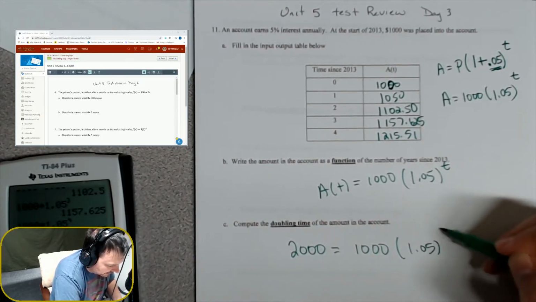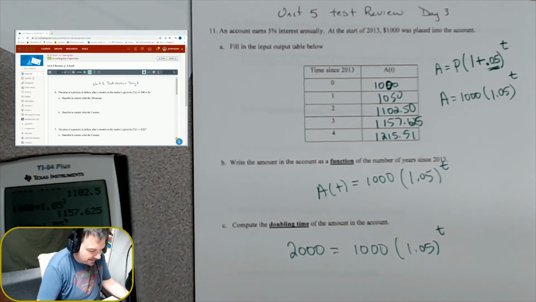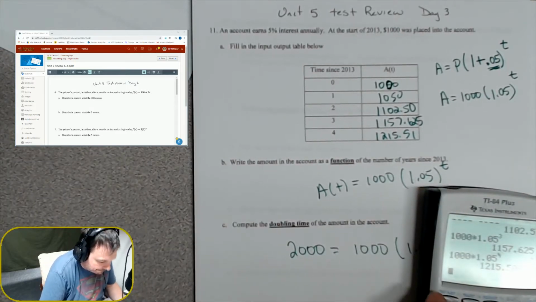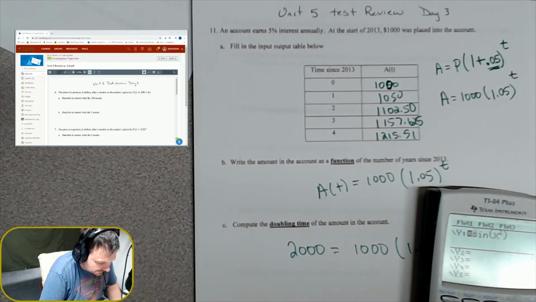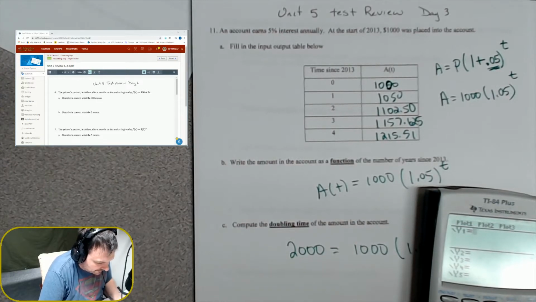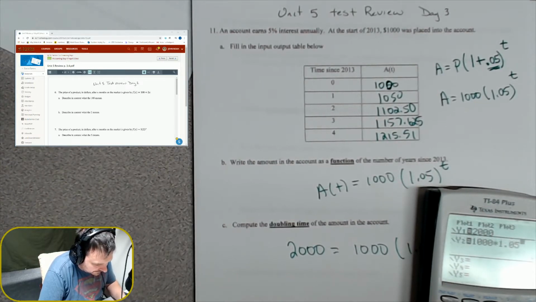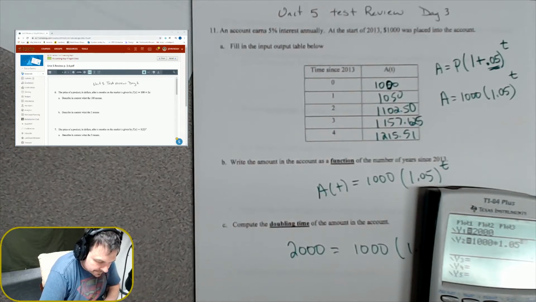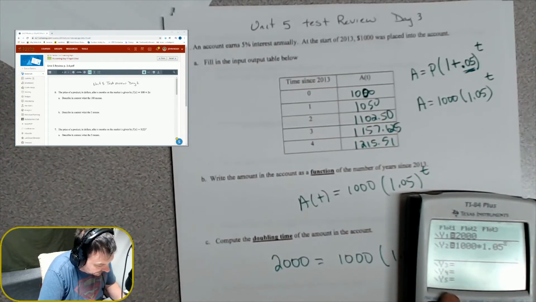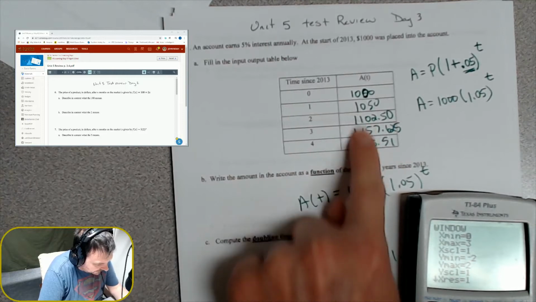That's a tough solve. So the easiest thing to do is on your calculator, go to your graph. Clear out the old stuff. Type in 2,000 for the left side. Type in 1,000 times 1.05 to the x. Now remember, don't just hit graph right away, just hit our window. Remember, the numbers are in the thousands.